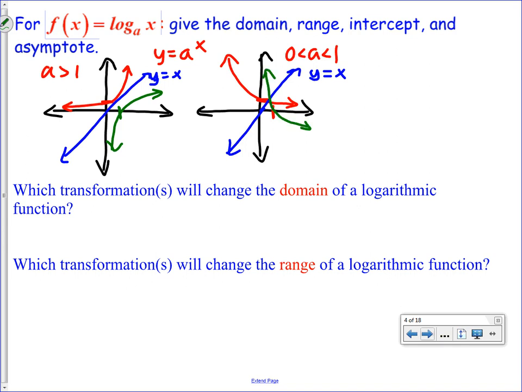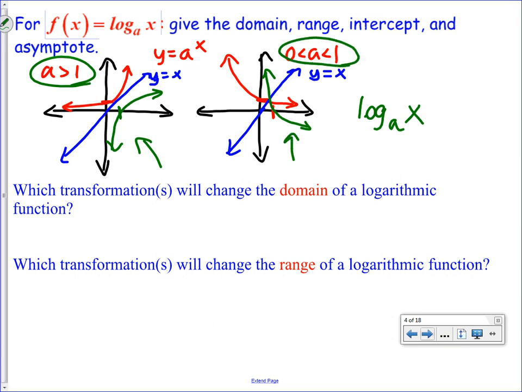So I hope you see the reflection, the flip over that line, y equals x, but the green graphs are the graphs of your logarithmic function. So these would be for log base a of x. When a is greater than 1, it would look like this graph. And when a is a fraction between 0 and 1, it'll look like this graph. So let's talk about the characteristics of the parent graph.